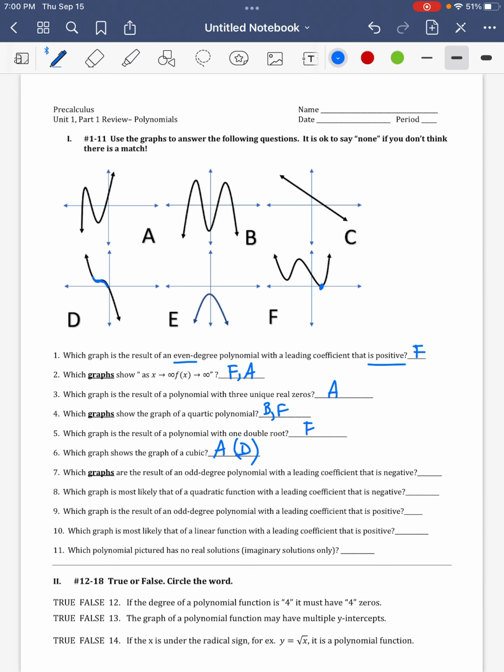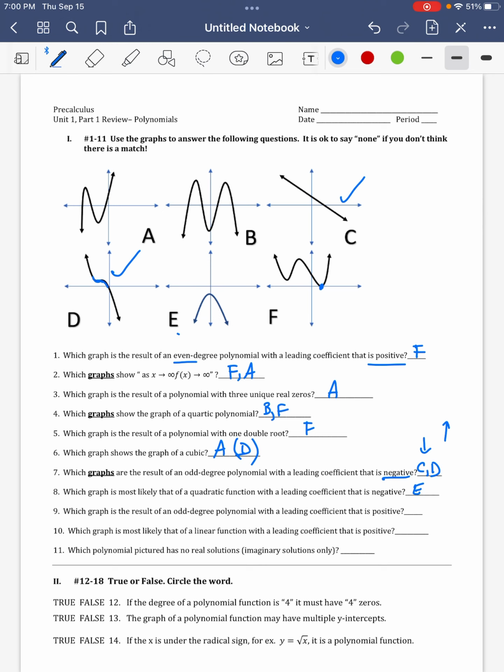Which graph is a result of an odd degree? So the ends go opposite ways, and the leading coefficient is negative. So normally with odd degree, the right side goes up and the left side goes down. But if the leading coefficient is negative, then that's going to flip around. So that would be like letter C right here. It would also be like letter D. Quadratic, leading coefficient negative. That's definitely letter E, because it's a parabola pointing down.